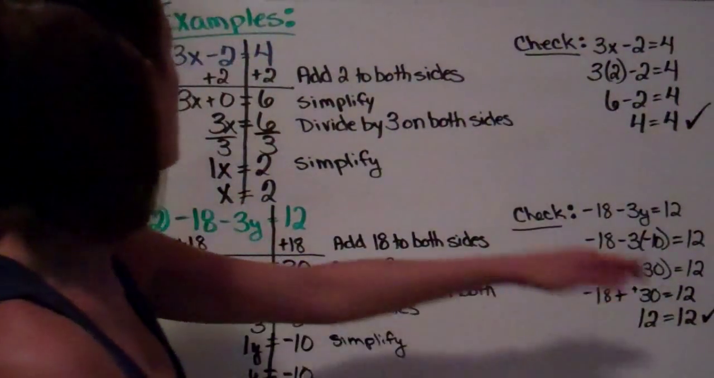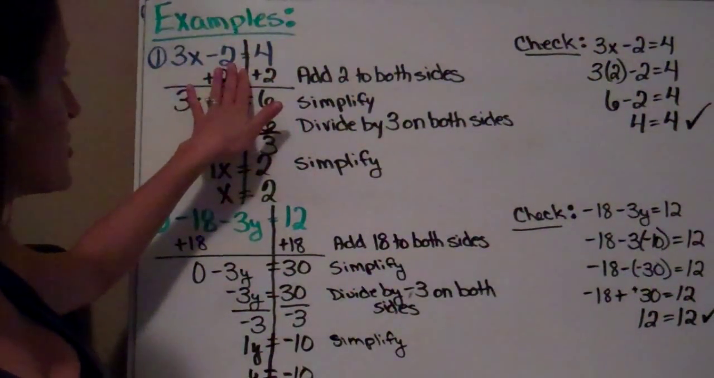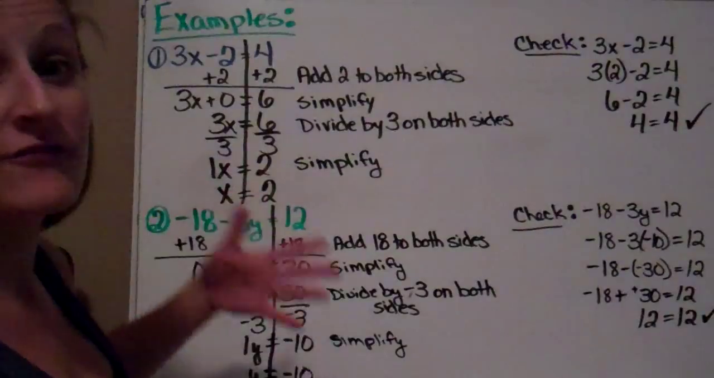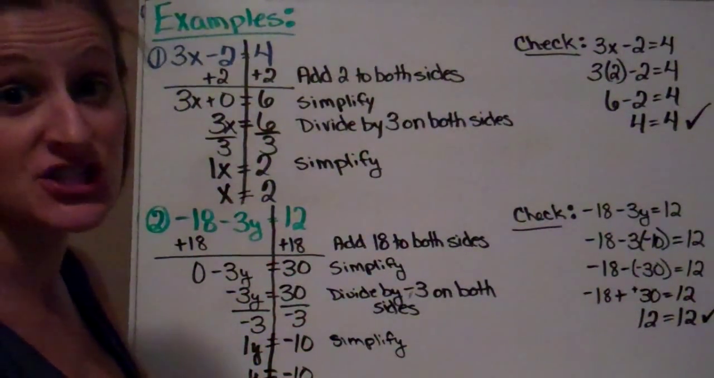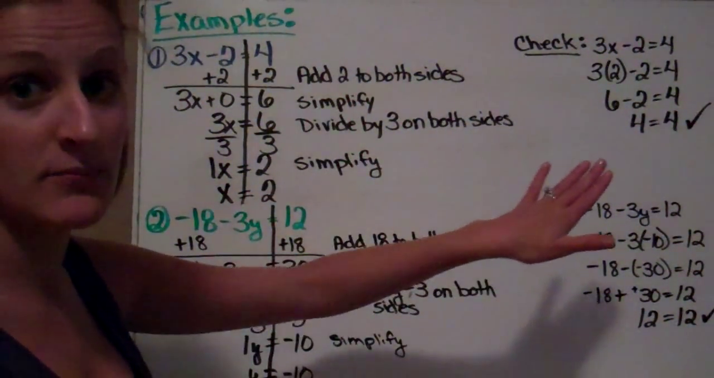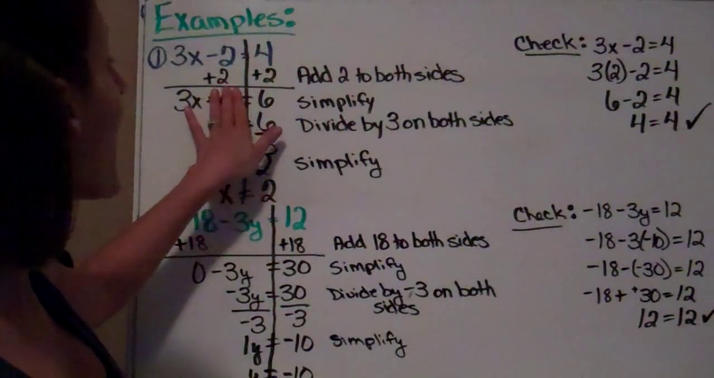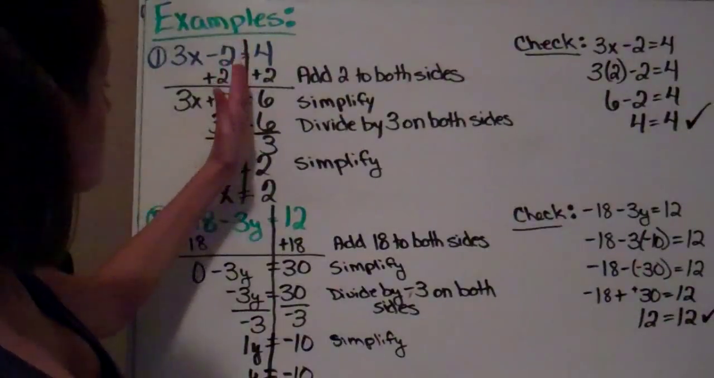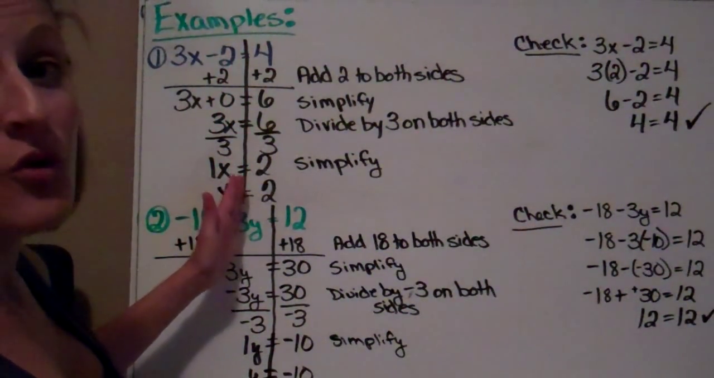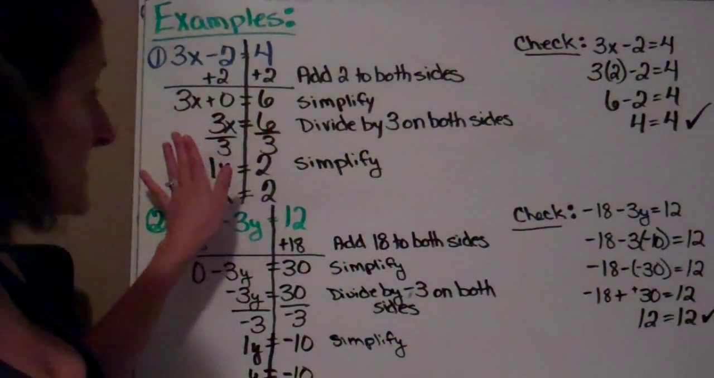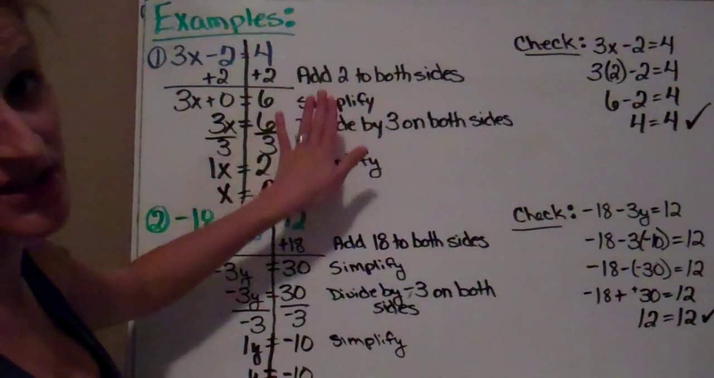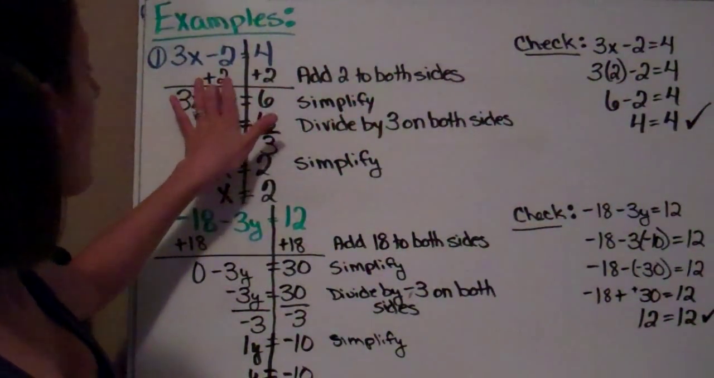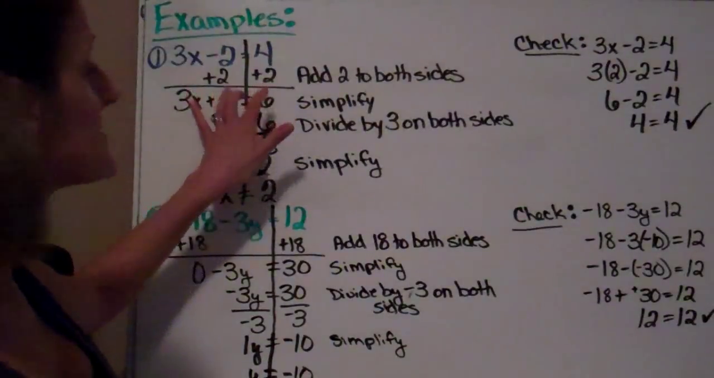Now this first one, our example, 3x minus 2 equals 4. The first thing I've got to do is use addition and subtraction to move the number to the other side. So I'm going to add 2 to both sides. Now I'm going to draw a line straight down. Therefore, I remember what I do to one side of the line, I must do to the other side of the line. So I'm going to add 2 to both sides.